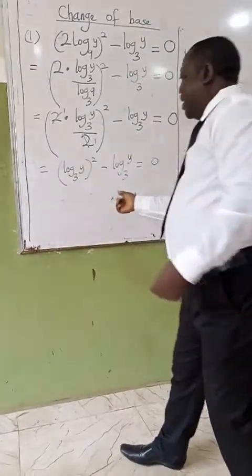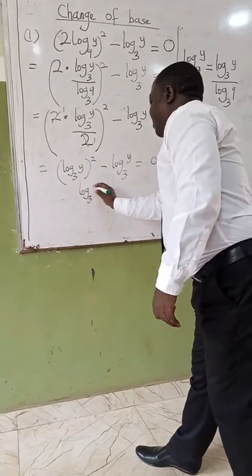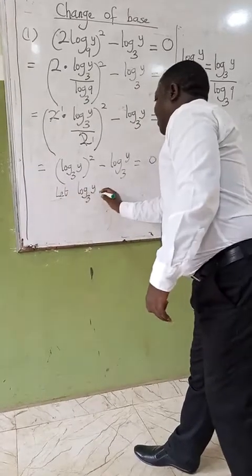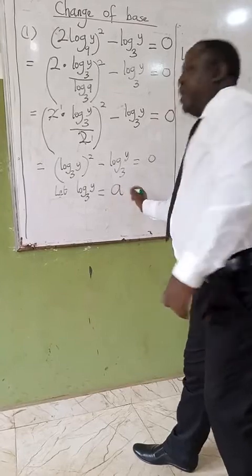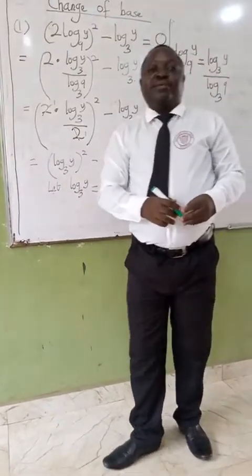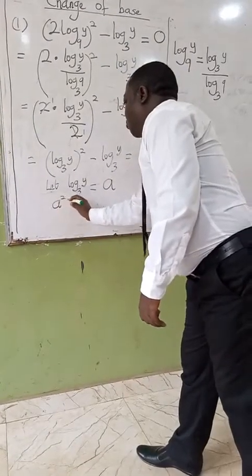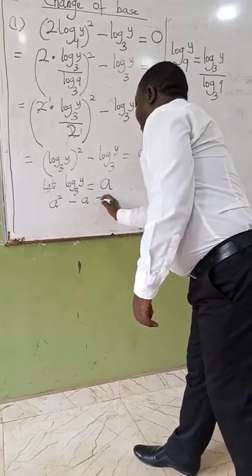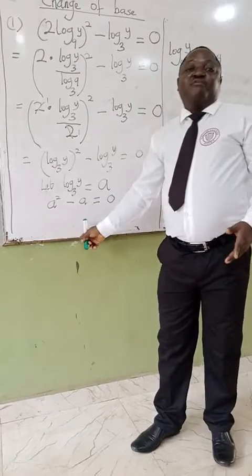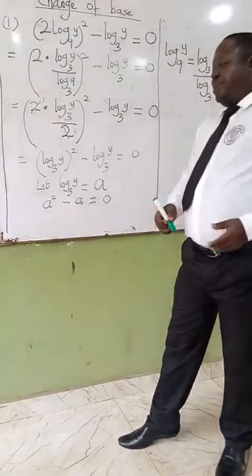I want to use letter A to represent logarithm of y in base 3. So let logarithm of y in base 3 be equal to A. Then A raised to power 2 minus A is equal to 0. So this is a form of quadratic equation, and we want to factorize this expression.